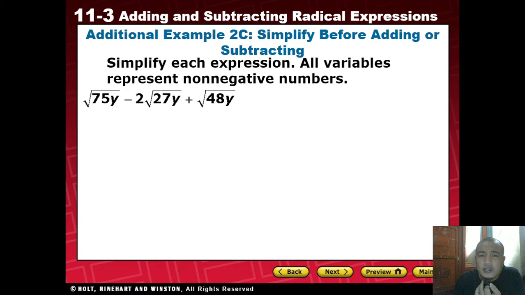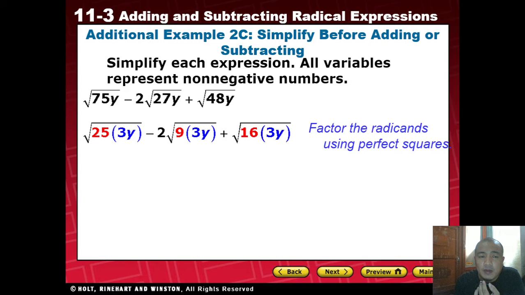How about letter C, example 2C? Simplify each expression. All variables represent non-negative numbers. Square root of 75y minus 2 square root of 27y plus square root of 48y. Let us factor the radicands using perfect squares. For 75y, we have 25 times 3y. For 27y, 9 times 3y. For 48y, 16 times 3y.